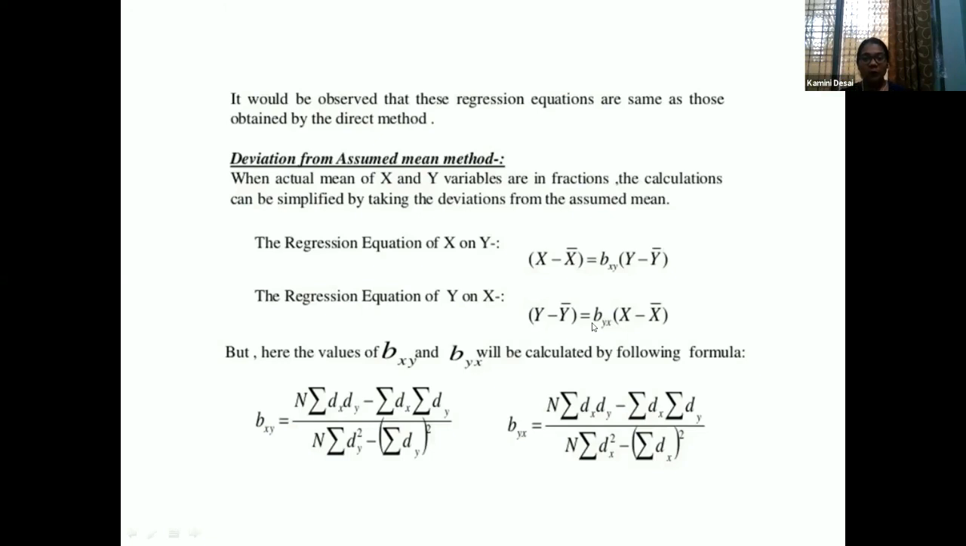So this is the formula for byx. When we are assuming the mean, we are not calculating here. What happened before that? We were calculating x bar and y bar. But here we are not going to calculate. We are assuming the mean for x and y. So for that, we have to use this equation.